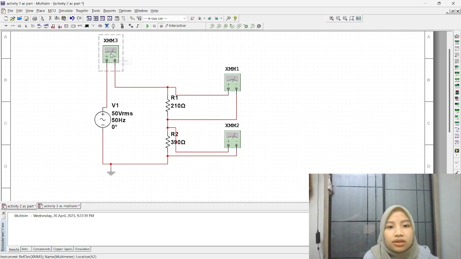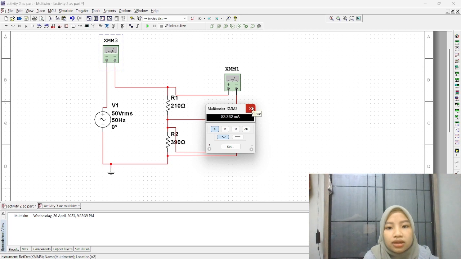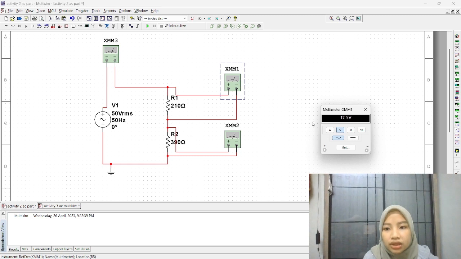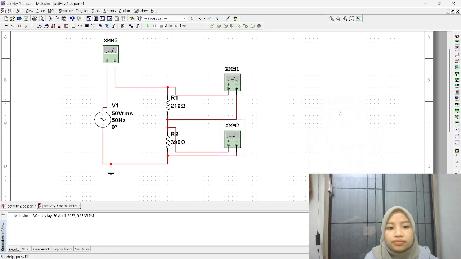After that, we can read the value of the ammeter. We can read the value of current. There is 83.332 milliampere, and the next is the value of voltage, there is 70.5 volt, and the last value is 32.5 volt for this reading of the voltmeter. And the important thing is you must have the ground. Okay, that is all for activity 2, and we need to move to the next activity, activity 3.